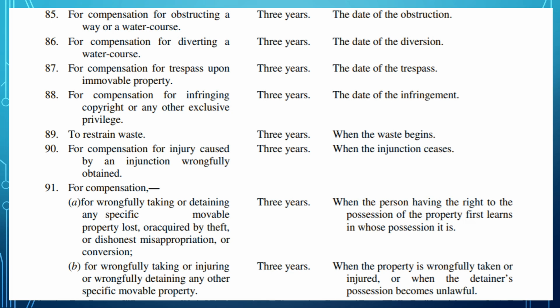And in case of compensation for wrongfully taking or detaining any specific movable property which is lost or acquired by theft or dishonest misappropriation or conversion, in all these cases, when the person having a right to the property first learns in whose possession it is, from the day he comes to know, the 3 years limitation period starts. And if somebody is injuring the movable property or wrongfully detaining it, wrongfully taking it, then when the detainer's possession becomes unlawful, from that day onwards, the 3 years limitation period starts.